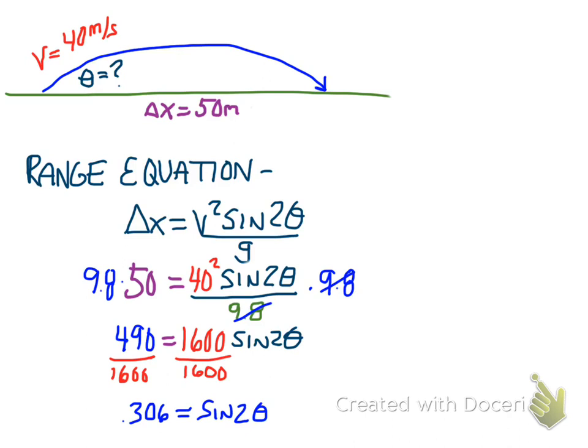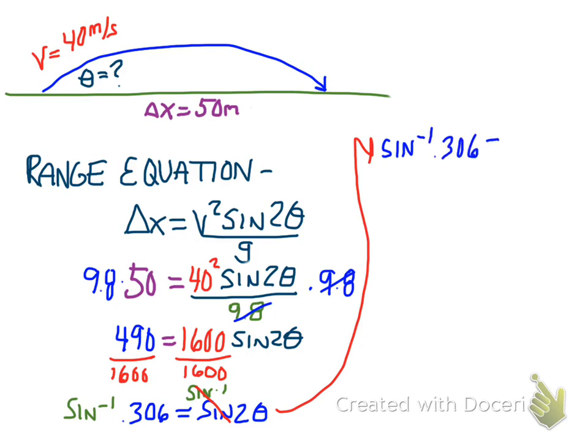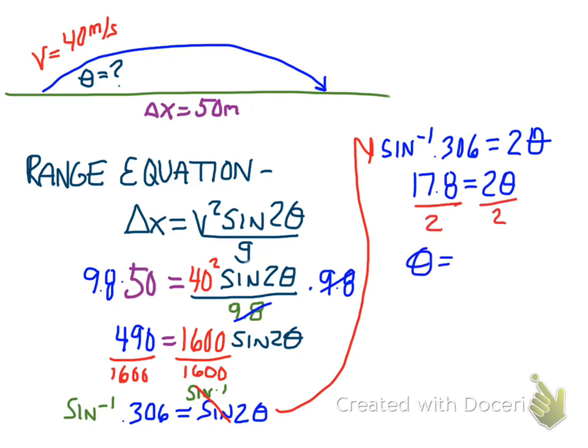We want theta, so we've got to peel that sine away. We do an inverse sine of that side, and we have to do the inverse sine of the other side. And we're left with the inverse sine of 0.306 is 2 theta. Take the inverse sine, and we get 2 theta is 17.8. And the last thing we want to do is divide by 2, and that tells us that the angle is 8.9 degrees.